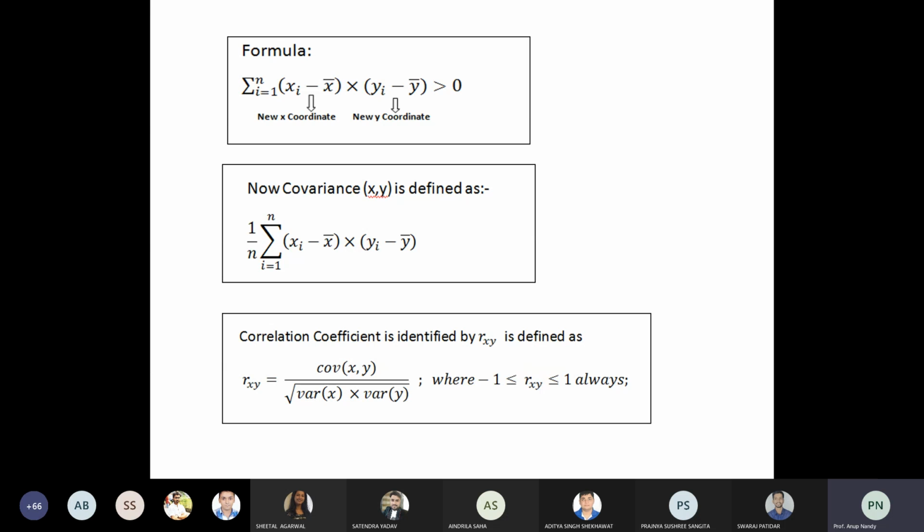Anyway, tomorrow in the class, I'll change this camera to the blackboard. Then I'll solve it. Okay.